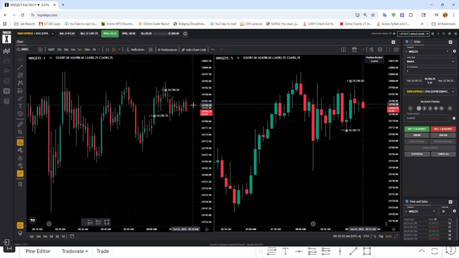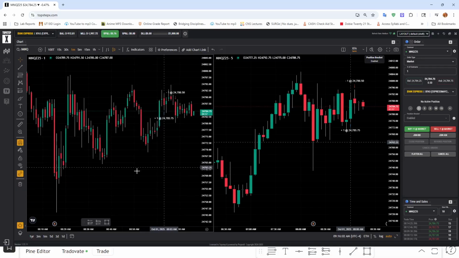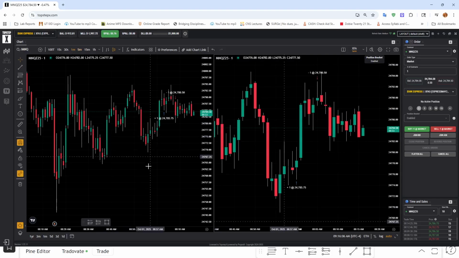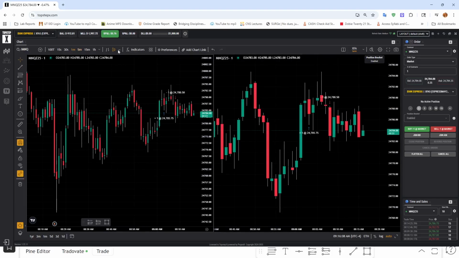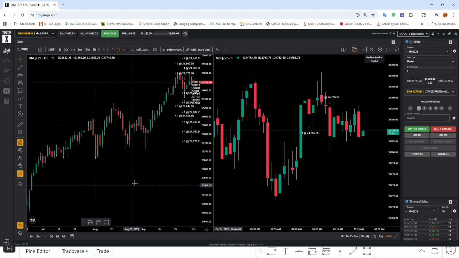On the left-hand side, we have the daily chart of the E-mini NASDAQ December contract, or as we call it in the industry, the Christmas contract, or Christmas NQ or NASDAQ. And on the right-hand side is a 1-minute chart. Now, if you notice in the lower right-hand corner, I have it set to electronic trading hours, okay?